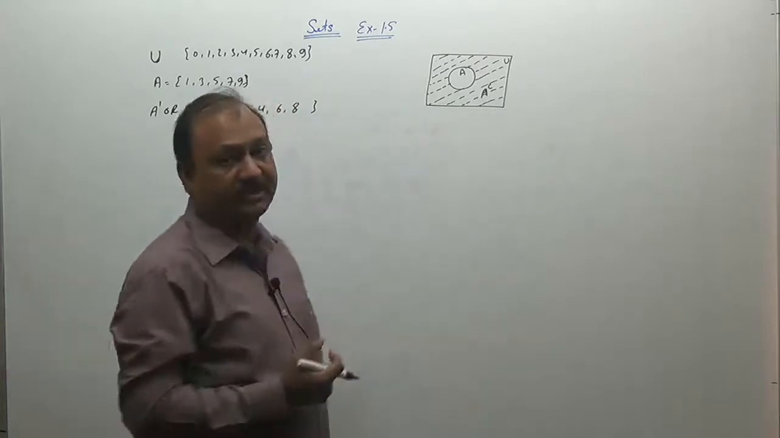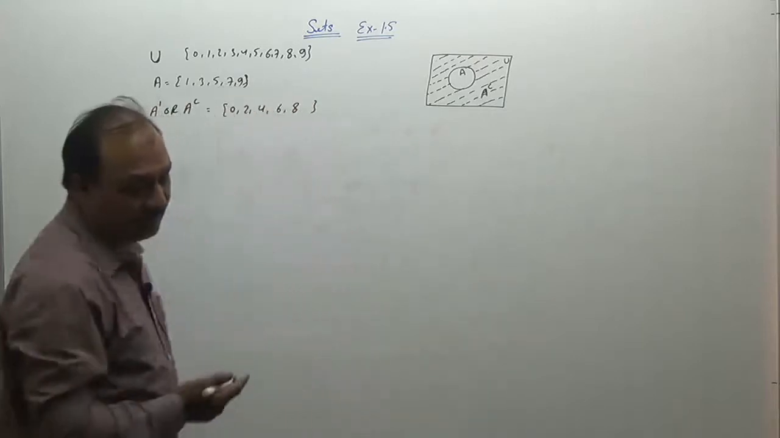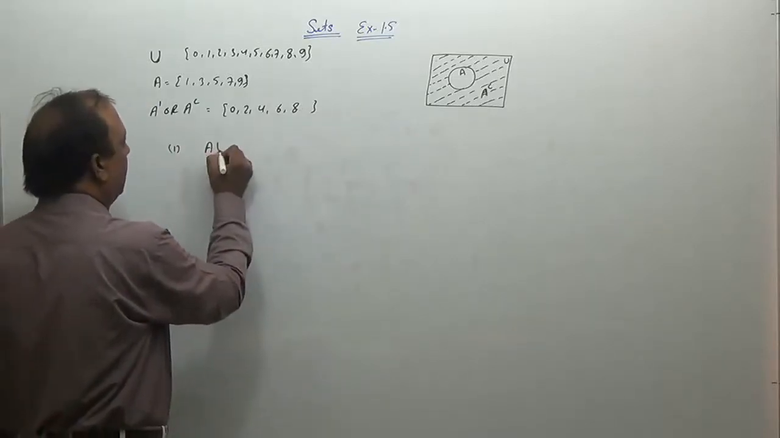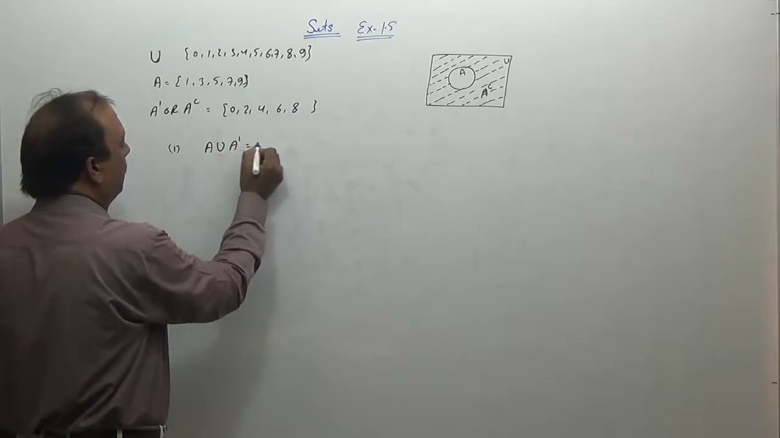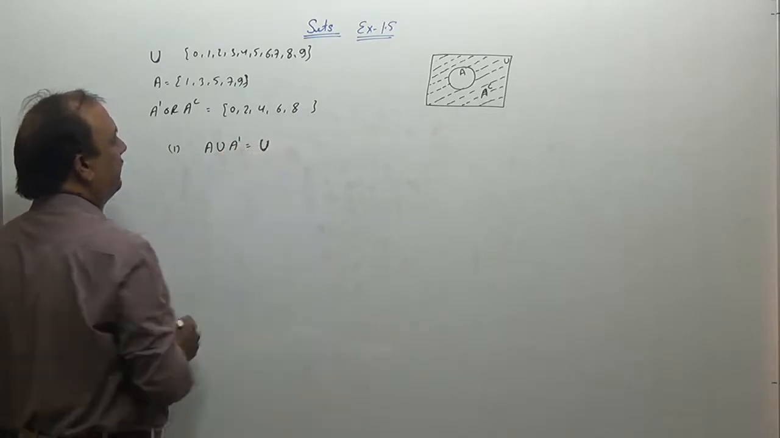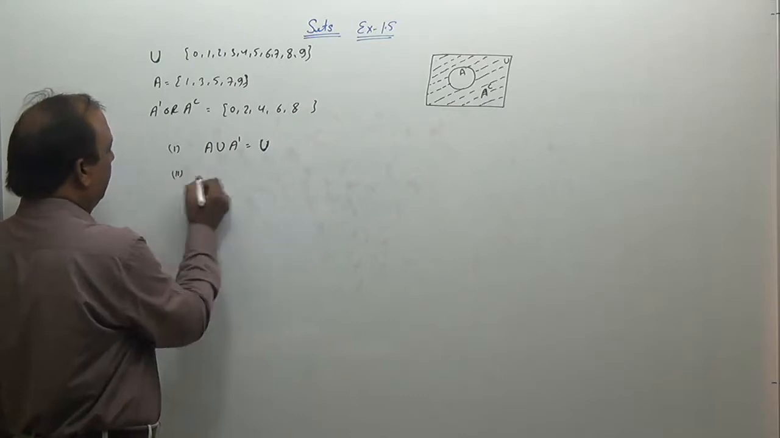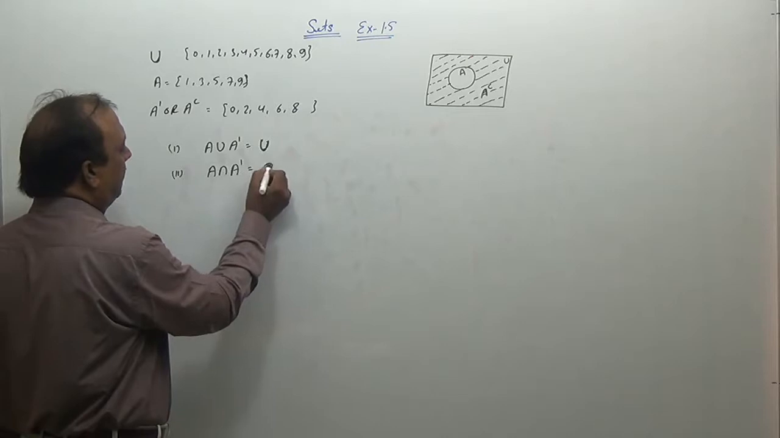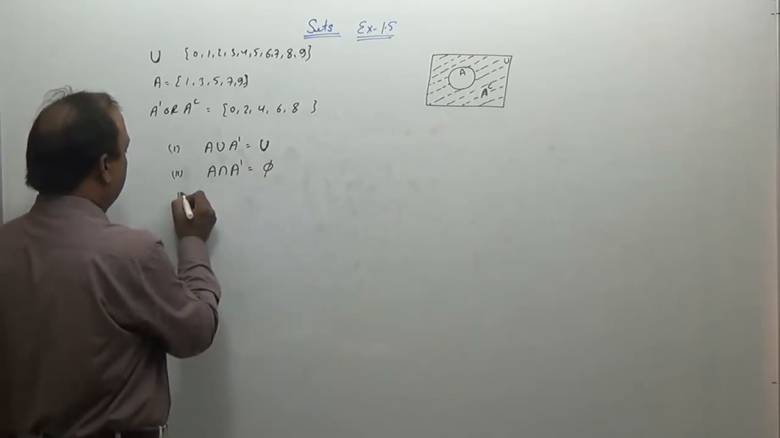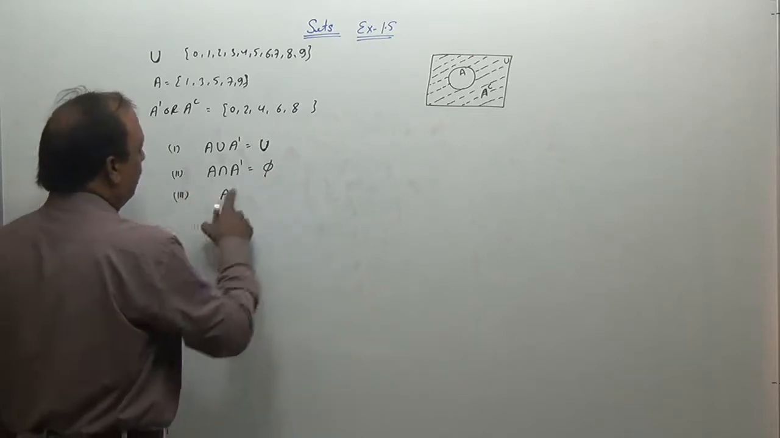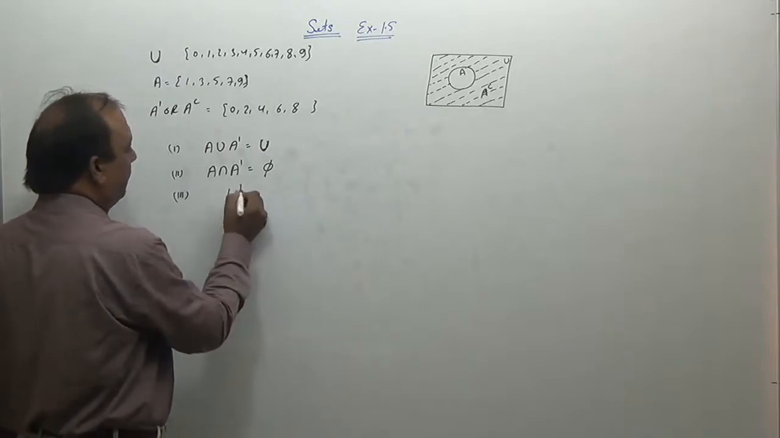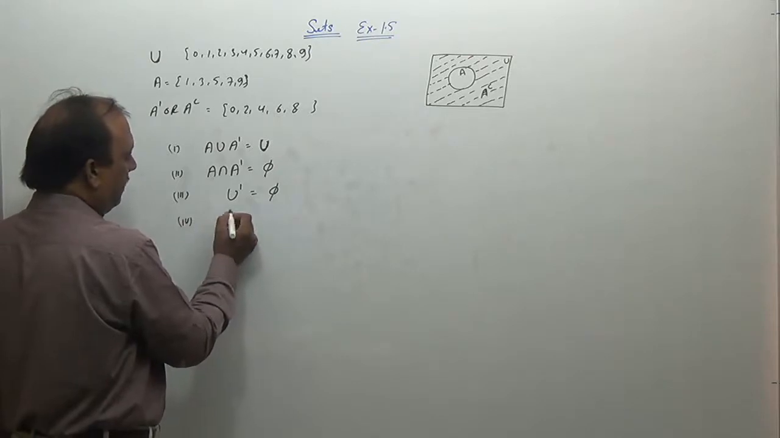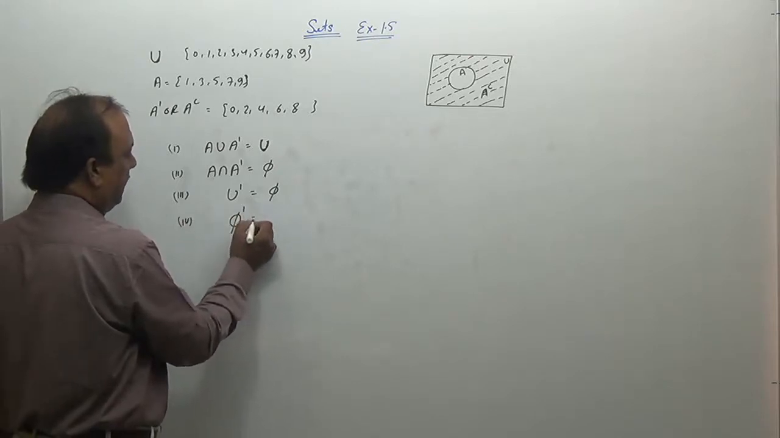there are some properties of the complement of a set. First, properties of a complement: A union A complement is the universal set. Second, A intersection A complement is phi. Third property, the universal set complement is phi. Fourth property, complement of phi is U.